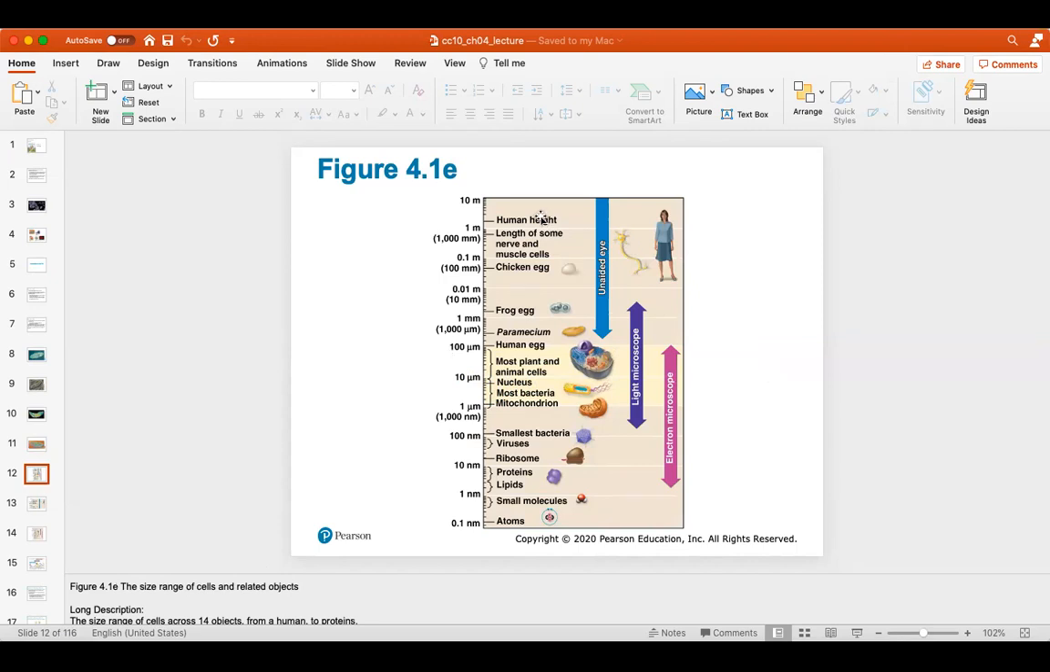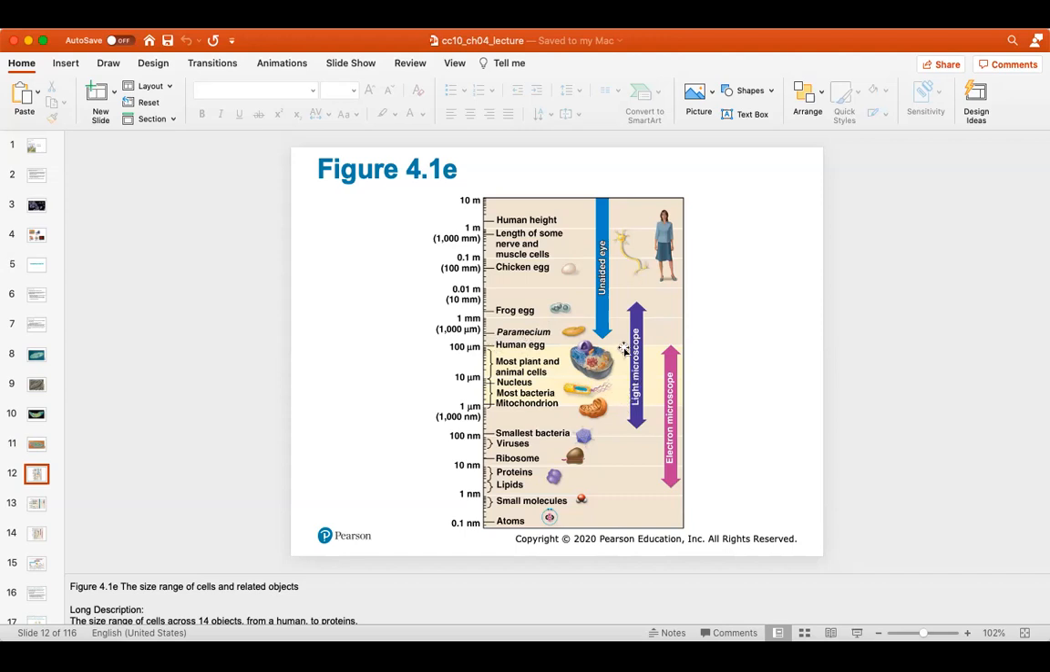So for example, around 1 to 2, kind of 3 meters, we have the human height. The length of some nerve and muscle cells is 1,000 millimeters. The chicken egg, the frog egg, the paramecium, and the human egg, these are all things we can see with the naked eye or unaided eye. So without a microscope, we can get down and see the paramecium and even the human egg or the ovule.